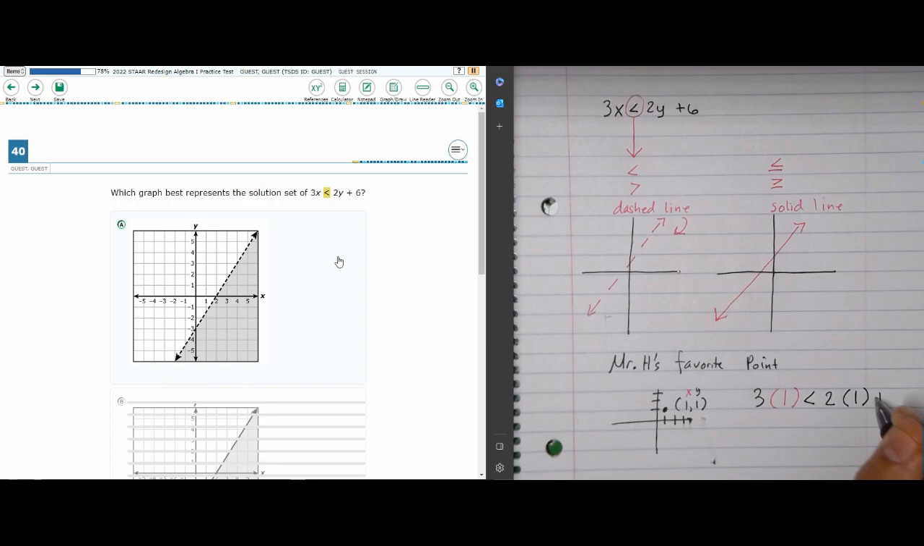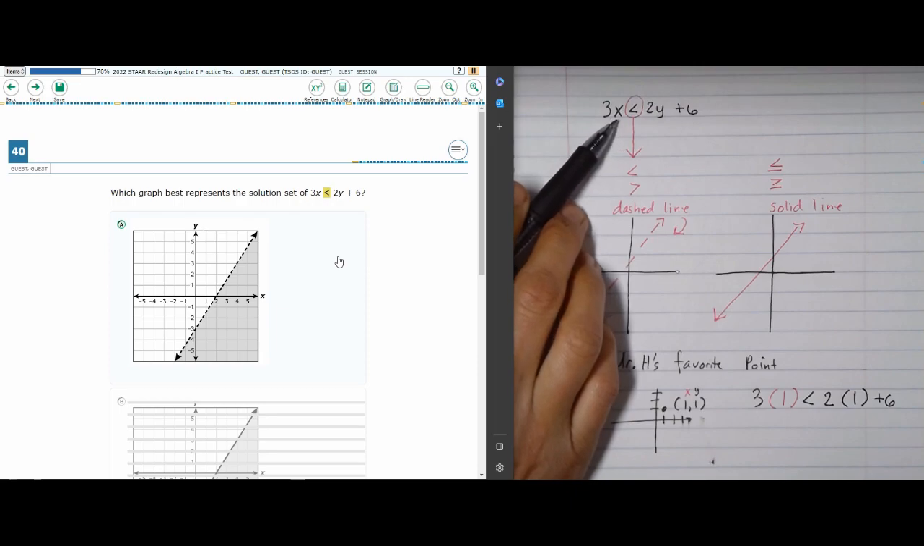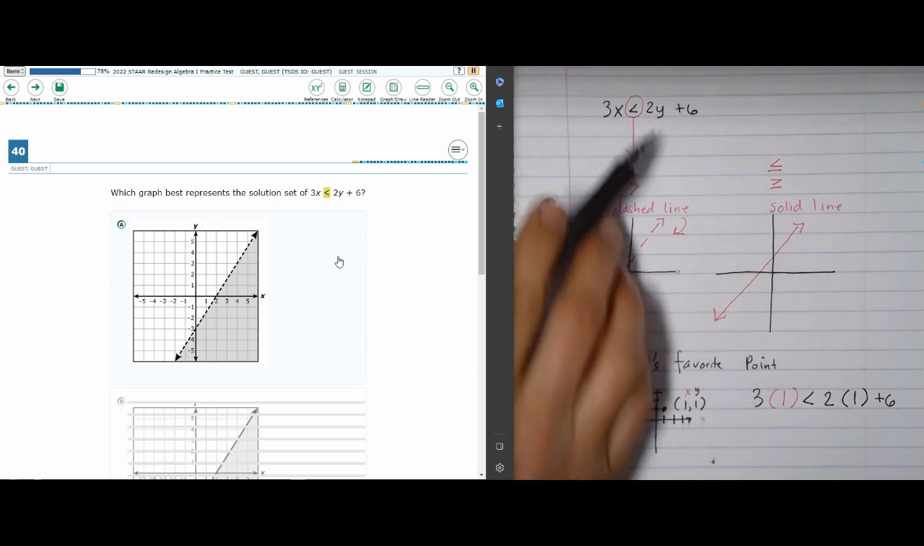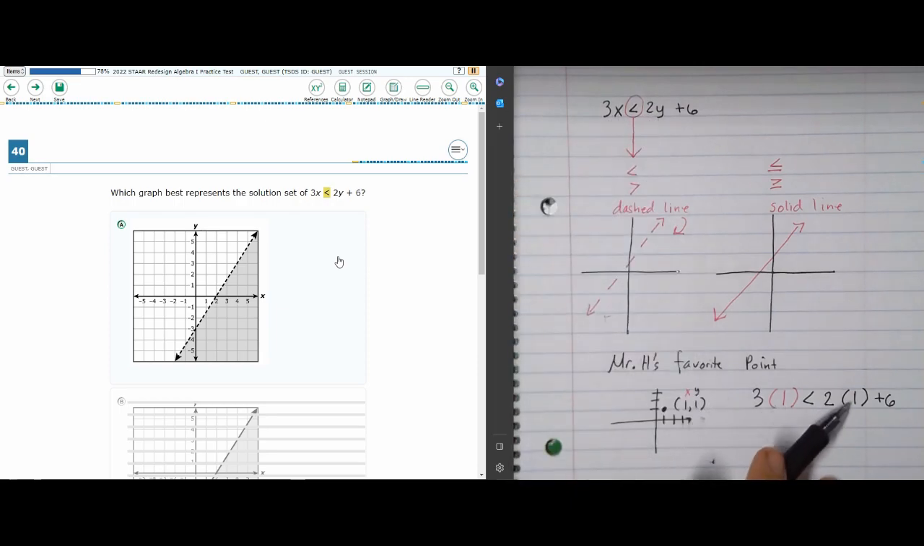So notice it looks just like this right here up at the top, but all we did is we replaced the x and we replaced the y with a 1 and a 1. Now what I need you to remember is if this happens to say true, if you look at the graph, 1, 1 in A is not shaded. So if this is true, 1, 1 must be shaded.